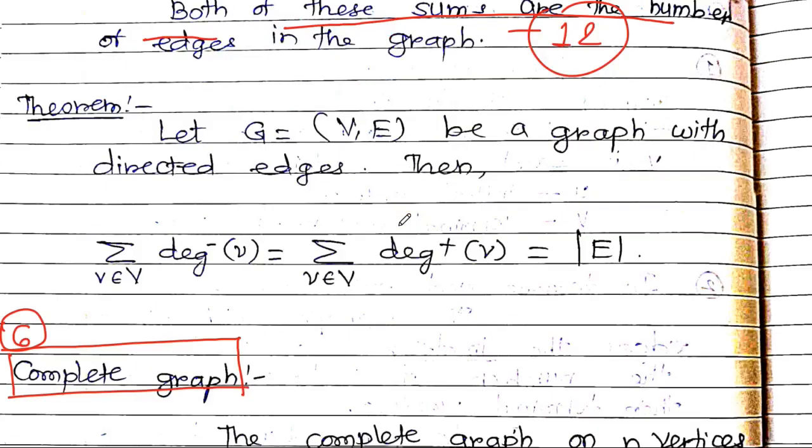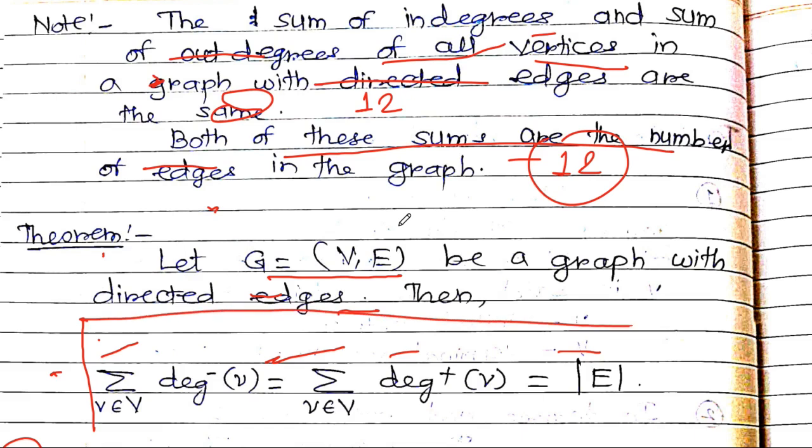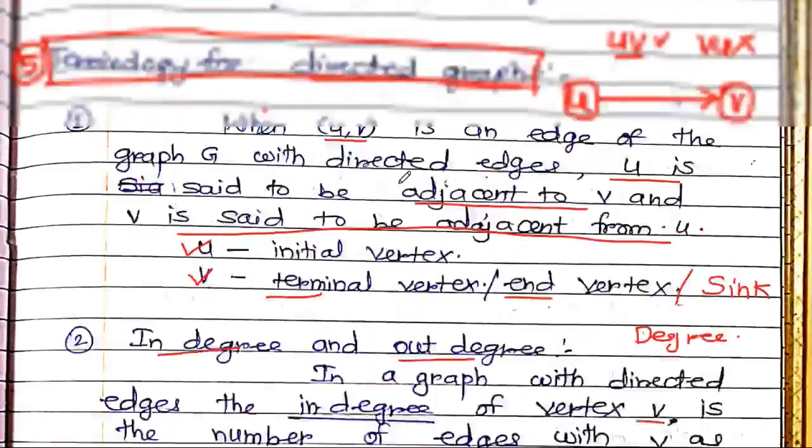Now one theorem: let G be a graph with V vertices and E edges. Then there is a formula that the summation of in degrees of all vertices and the summation of out degrees of all vertices is equal to the number of edges in the graph. So you can see this is the formula, that the summation of in degrees and the summation of out degrees is equal to the number of edges of the graph. So this is the theorem that we have already proved. So I hope you understood the in degree and out degree for a directed graph.